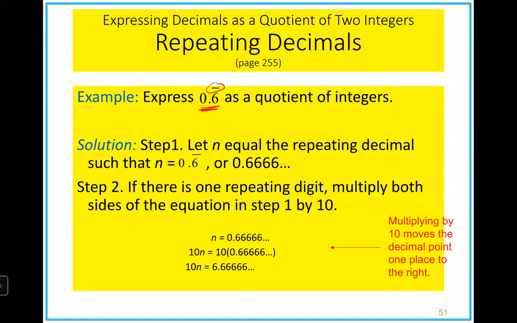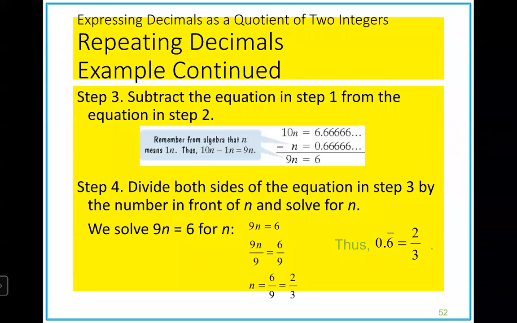Step 2 says if there is one repeating digit, multiply both sides of the equation by 10. We only have one repeating digit, which is 6. So you start off with n equals 0.6666. If you multiply both sides by 10, 10 times n gives you 10n, and 10 times 0.666 gives you 6.666. Okay, so we're going to go to the next stage now.